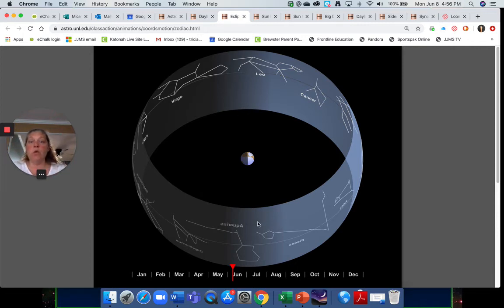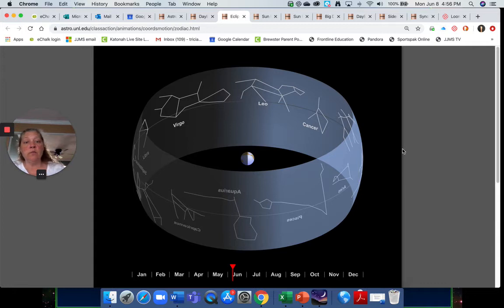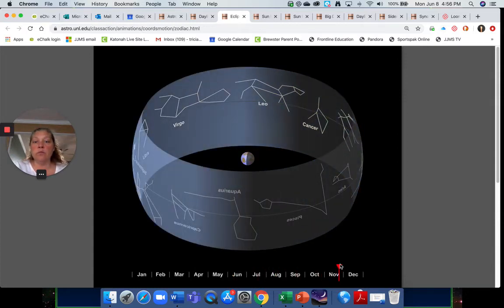So right now, where's the sun? The sun's on the right. Where are the constellations that we can see? On the left, on this model. But what we're going to do is change it. Now the constellations that were over here that we couldn't see, now we can see them because we're on the other side of the sun.